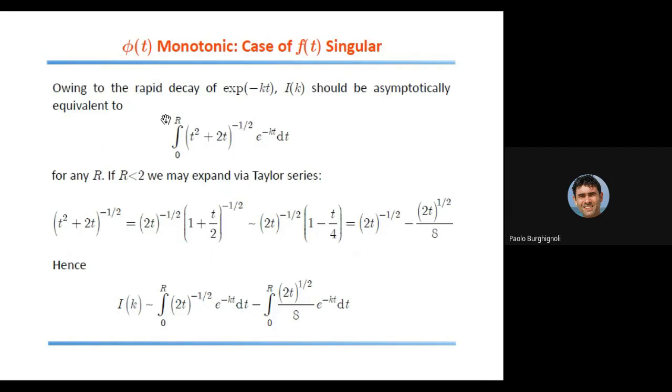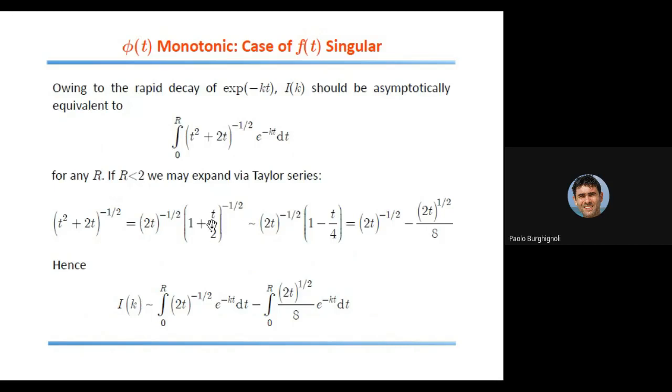And so, for example, you can take it to be less than 2. Why exactly this value? Because if r is less than 2, then we are within the circle of convergence of the Taylor expansion for this square root function. So, by performing a little algebra, you can first factor out this term here, (2t)^(-1/2), and then you remain with this kind of thing, (1 + t/2) again to the -1/2.